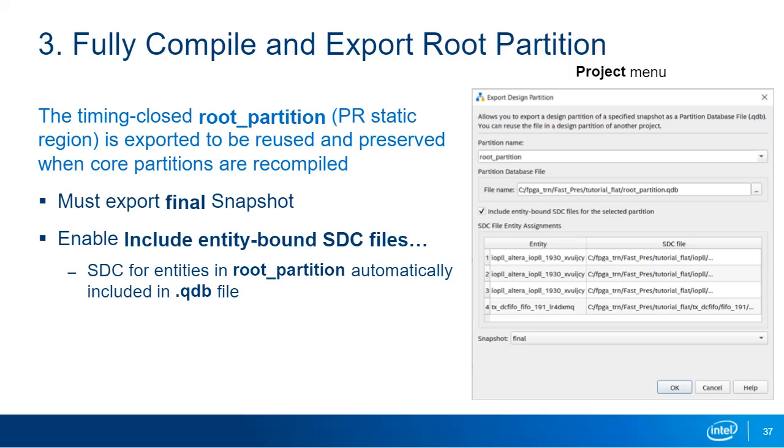To export the root partition manually after compilation, select Export Design Partition from the project menu. Set the partition name to root partition. Select a name and location for the exported .qdb, and make sure the snapshot to be exported is set to final. Enable the Include Entity-Bound SDC Files option so that any timing constraints that are required for logic in the root partition are included in the .qdb file.